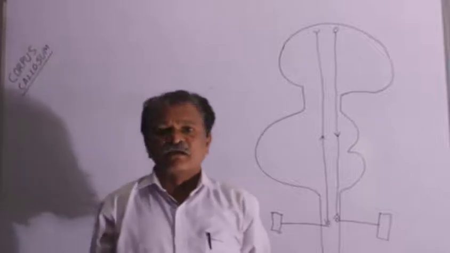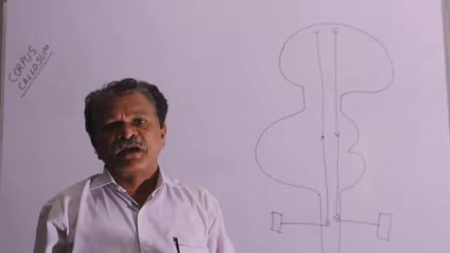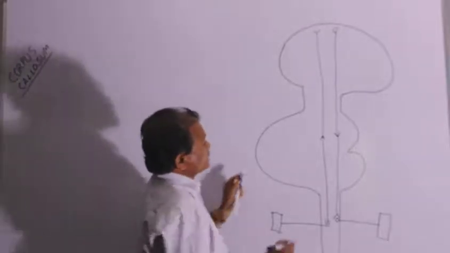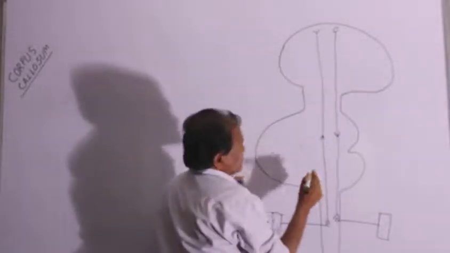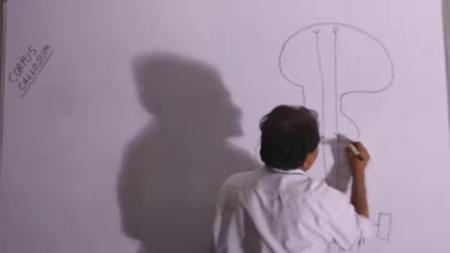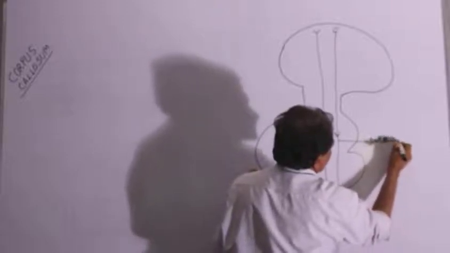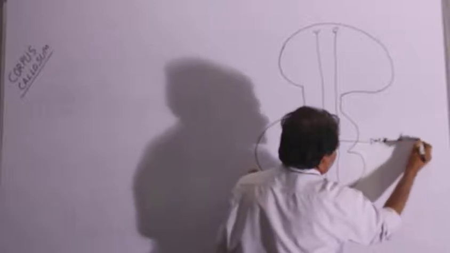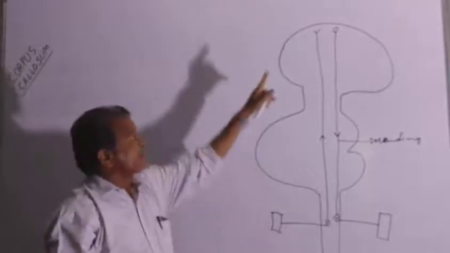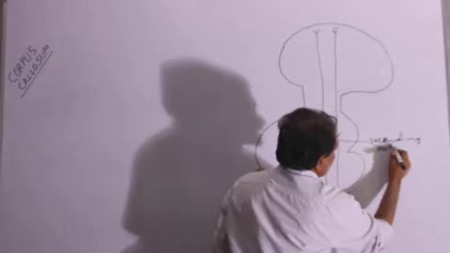Tracts mean they are ascending upwards or descending downwards, vertically. So these tracts are of two types. This tract is descending downwards and stimulating the skeletal muscle. These are called descending tracts, and they carry the information from the higher center to the lower center, and these are motor in nature.